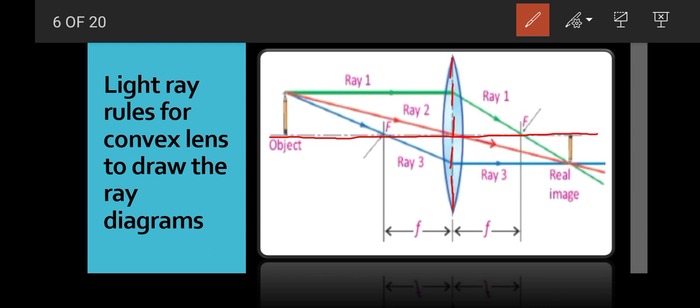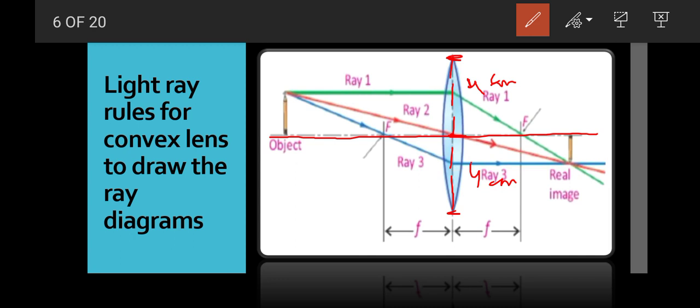Here it is. You have to take the same distance from the principal axis to the upper part of the lens and from the principal axis to the lower part of the lens. It means you have to take your pencil and scale and measure 4 centimeter. Suppose you are taking 4 centimeter on one side and 4 centimeter on the other side of the lens, so that the principal axis passes through the optical center of the lens.